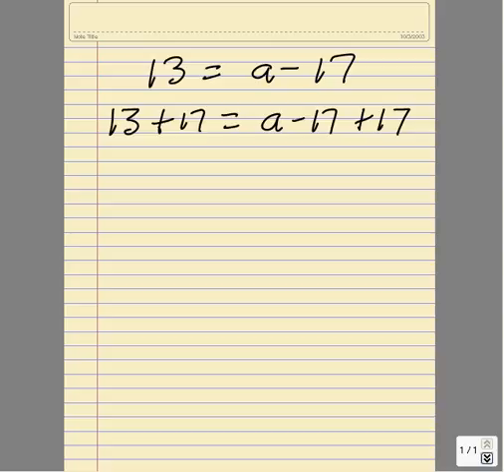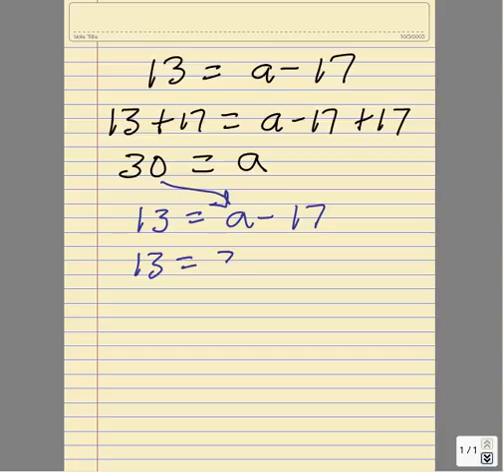Now the next step is to do the calculations. 13 plus 17 is 30. 30 equals a. Alright, we have our answer. Now it's time to check it. So we rewrite our original equation. 13 equals a minus 17. We substitute in the 30 that we calculated for the a.